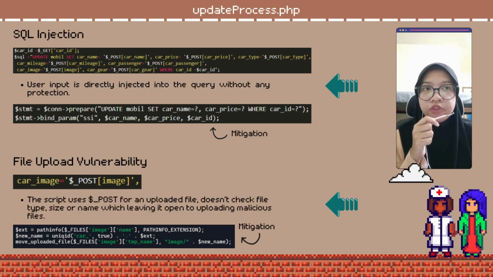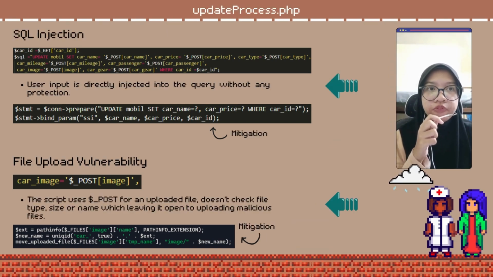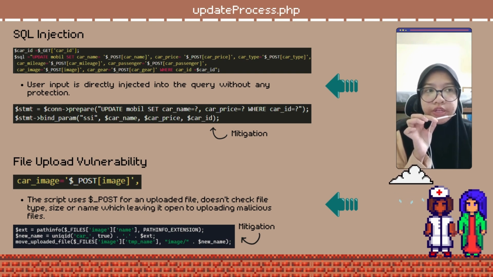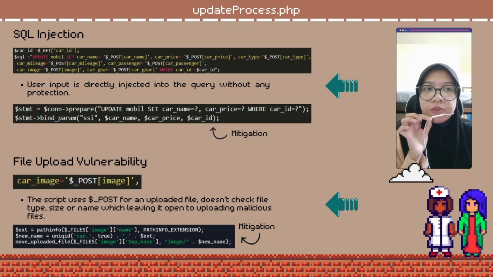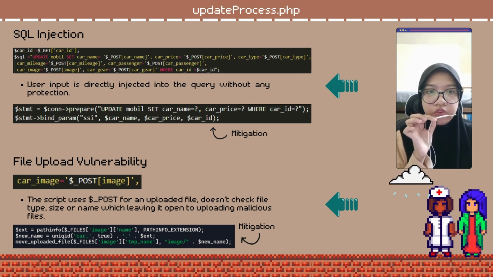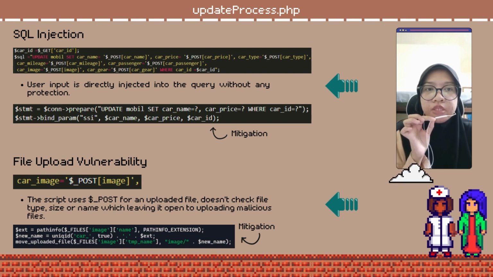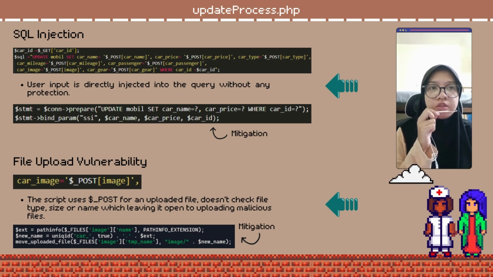Next, we will proceed with the update_process.php code review. The first vulnerability found is SQL injection. As you can see here, this line takes raw input from the form and puts it straight into the SQL query. An attacker could enter something harmful and it would run successfully. A way to mitigate this vulnerability is using prepared statements, which stop SQL injection by treating the input strictly as values.